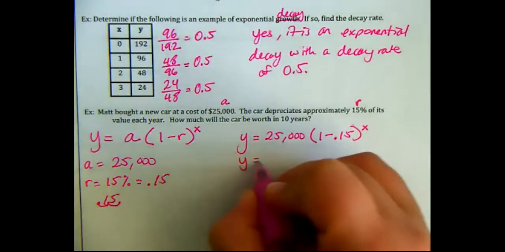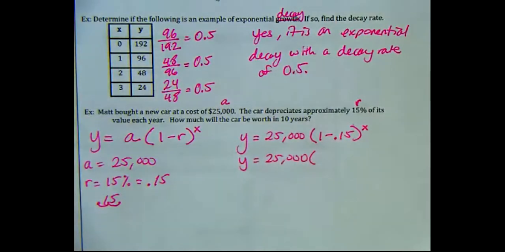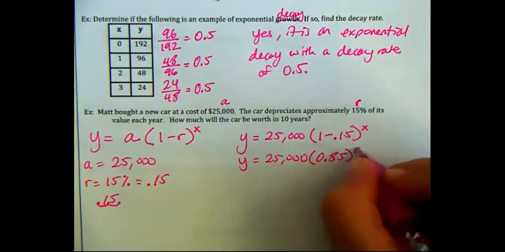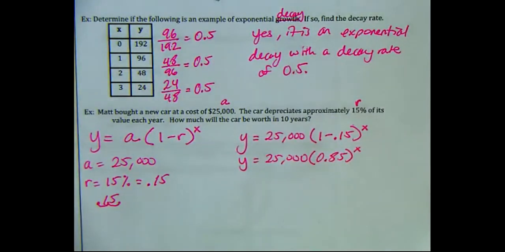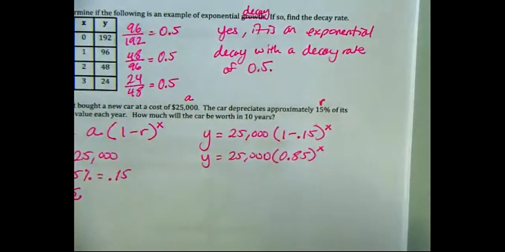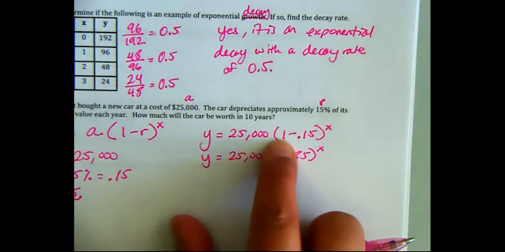So I have y is equal to 25,000, and then I'm going to simplify the 1 minus 0.15, and that's going to give me 0.85. You really got to be careful with your decimals. So 0.85. Notice how this 1 disappeared, right? The 1 is no longer there.